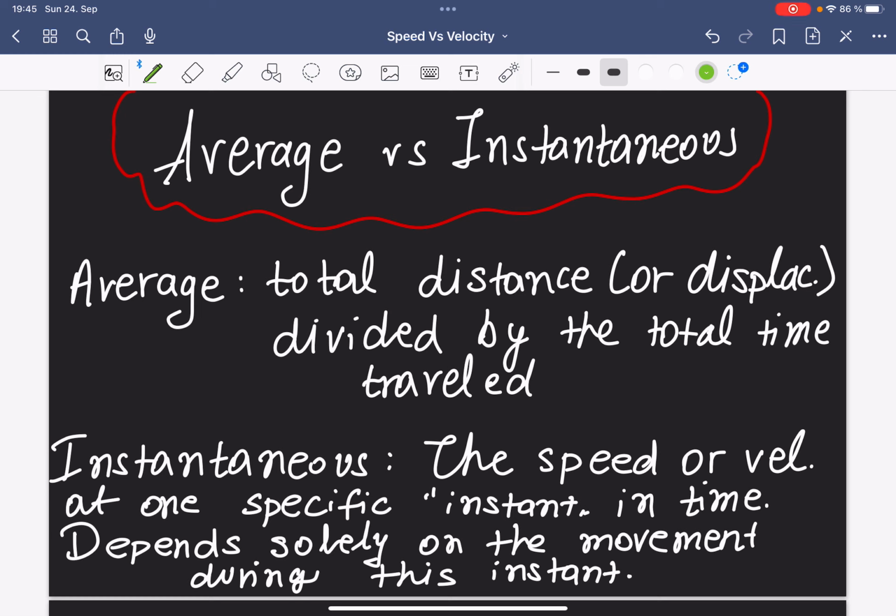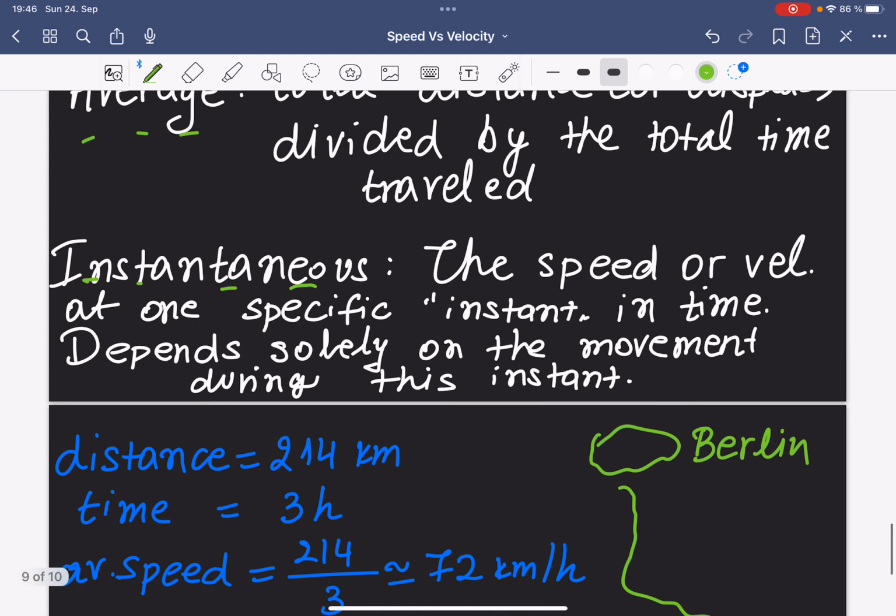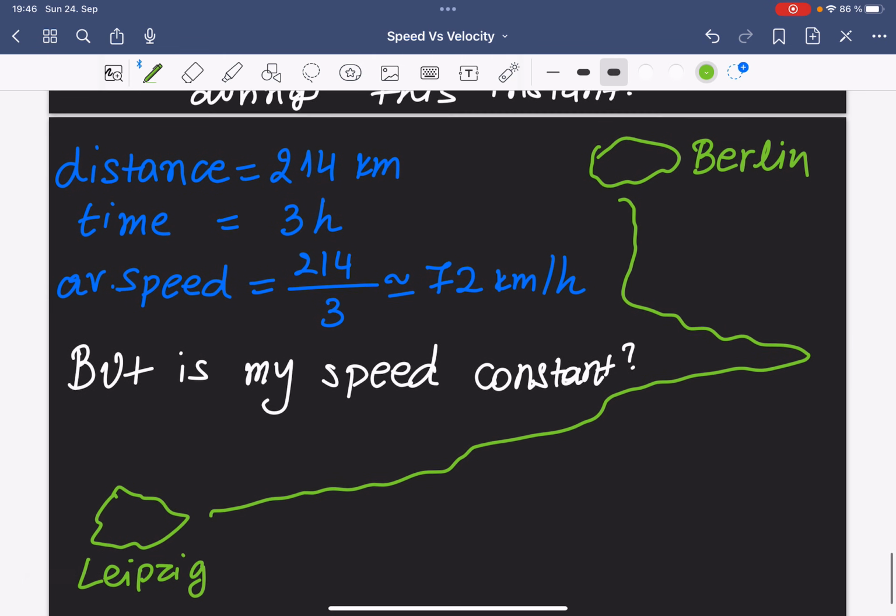Now, last but not least, I wanted to discuss the difference between average and instantaneous, either speed or velocity. Now, when we talk about the average of these quantities, we talk about the total distance or total displacement divided by the total time it traveled, okay? And when we talk about instantaneous, what matters is the speed or the velocity at one specific instant in time. It really depends only on the movement during this time and nothing else, nothing before, nothing after. Okay, so it's just one instant. And let's see that from an example which will be quite clear, hopefully.